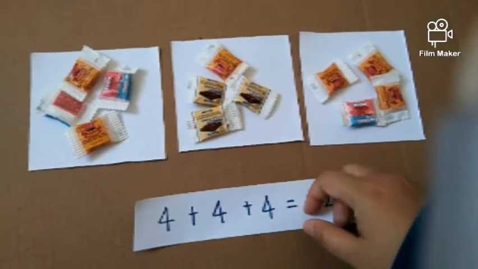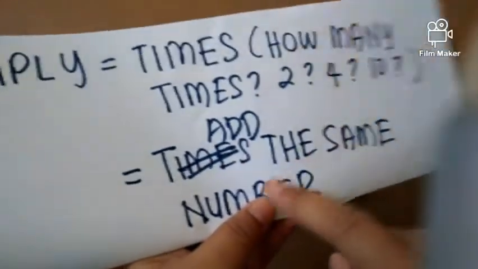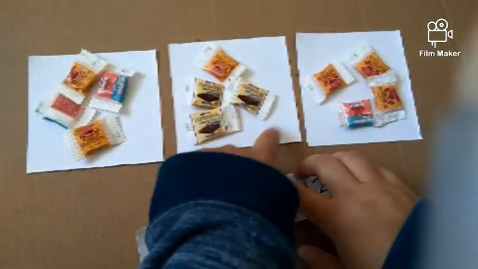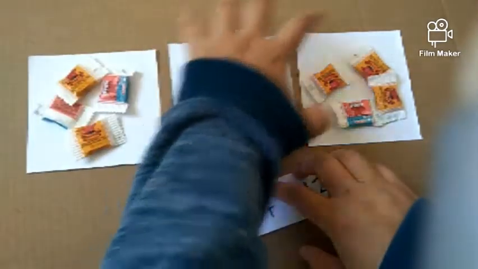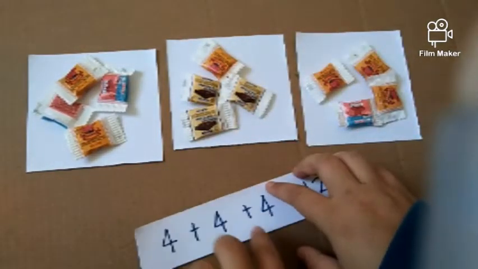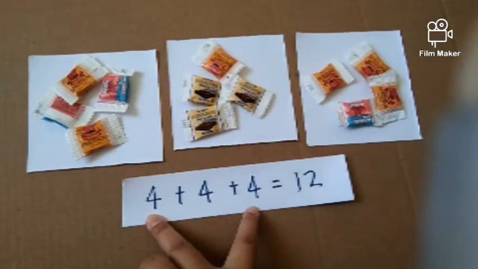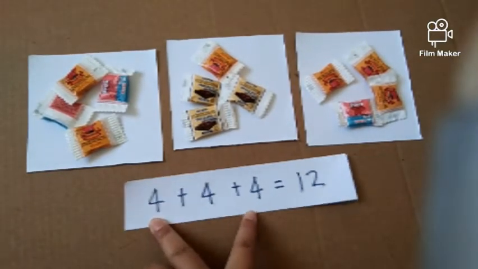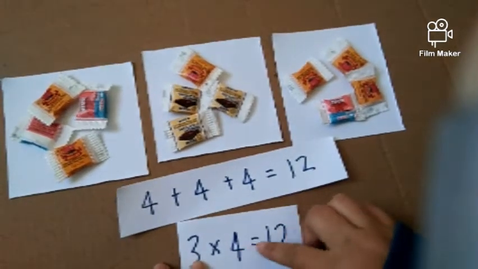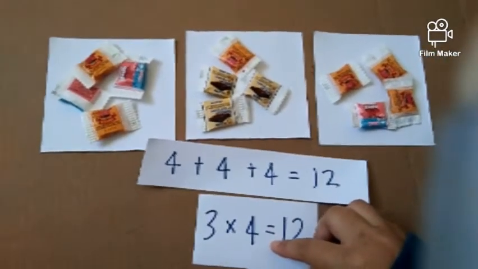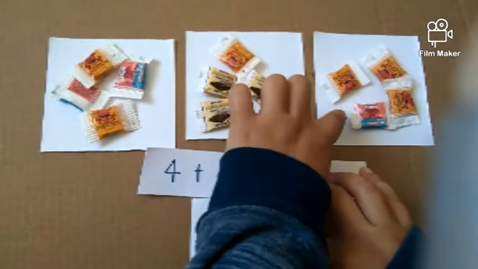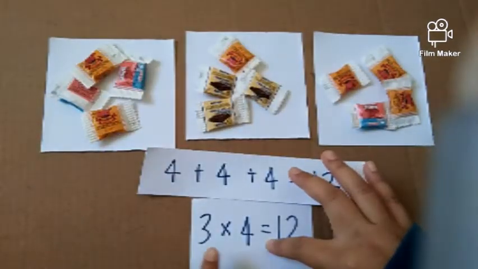Now we're done with the second definition, which is add the same number. Multiply: so 4 sweets multiplied by what? 1, 2, 3, because there are 3 groups here. One group, group number 2, group number 3. So 4 plus 4 plus 4 equals 12 is also equal to 3 times 4. Where do you get the number 3? 3 is referring to the groups. Group number 1, group number 2, group number 3. So 3.